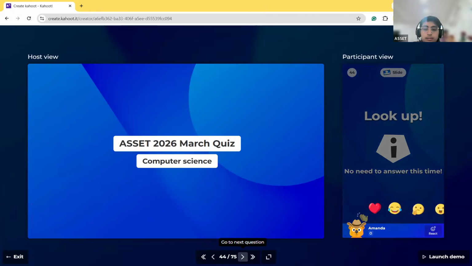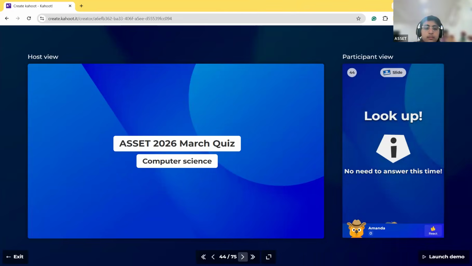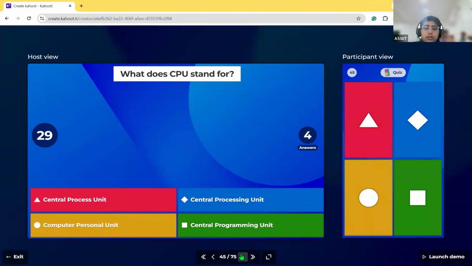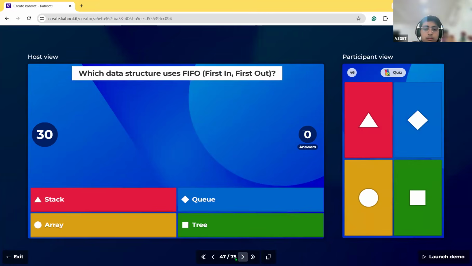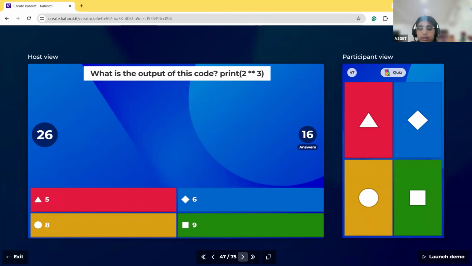Computer science. What does CPU stand for? Which data structure uses FIFO? What is the output of this code? Print 2 exclamation point multiplication sign 3.